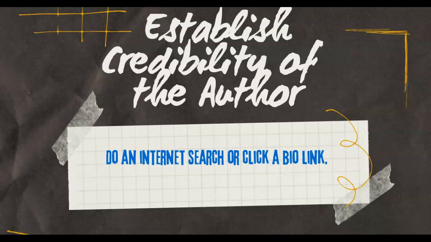Another thing you can look at is a bio link. So you see here it says click a bio link. Sometimes in articles or in peer-reviewed journals online, even websites, you can find that author's name and read about them and determine whether or not you think that that person is credible.